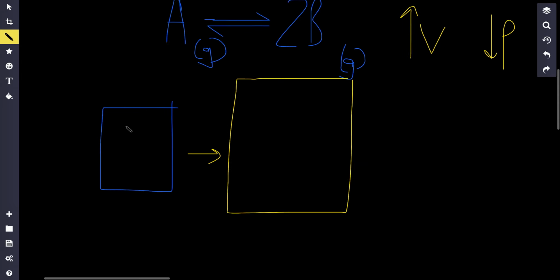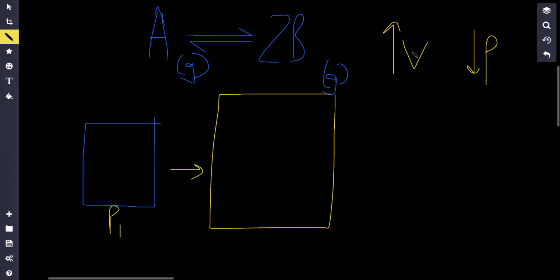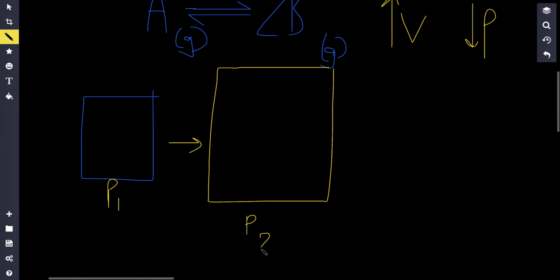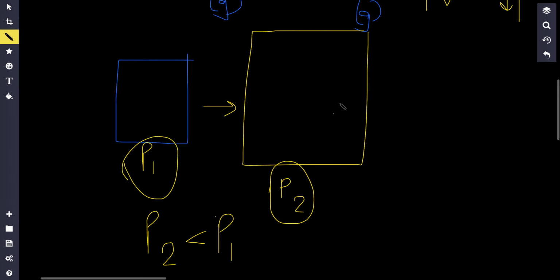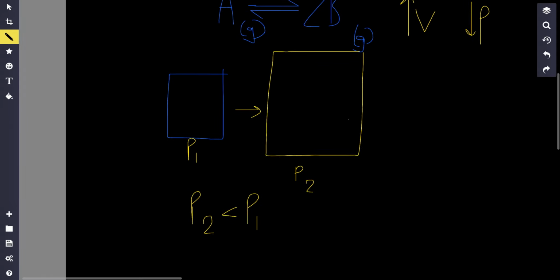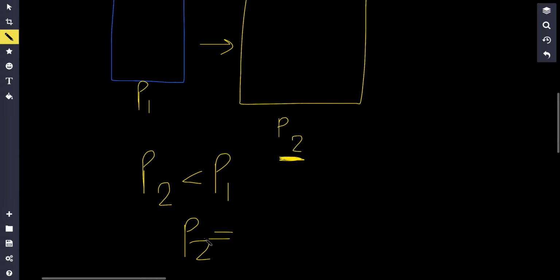Let's say originally, in my original box, I started out with a pressure called P1. And let's say I increase the volume. Let's call this new pressure P2. Notice how P2 is going to be less than P1. Our new pressure is going to be less than our original pressure because our box is bigger, and it takes longer for the gas particles to hit the wall. So I want to find some way to restore pressure, to make P2 equal to P1. I want to make these pressures equal.